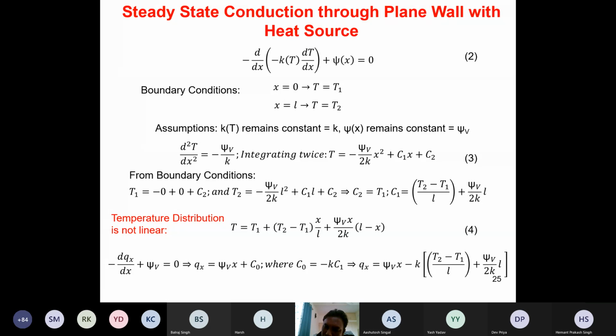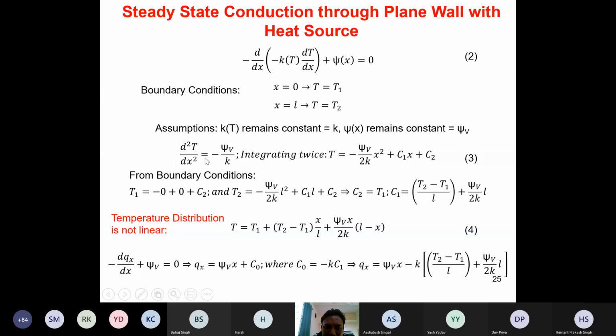Yes, sir. Why am I saying C naught is another constant and not C1? Because here we have not separated Qx in terms of T. Remember, Qx is k dT by dx, isn't it? So here k we have taken out on the right hand side in equation number 3.